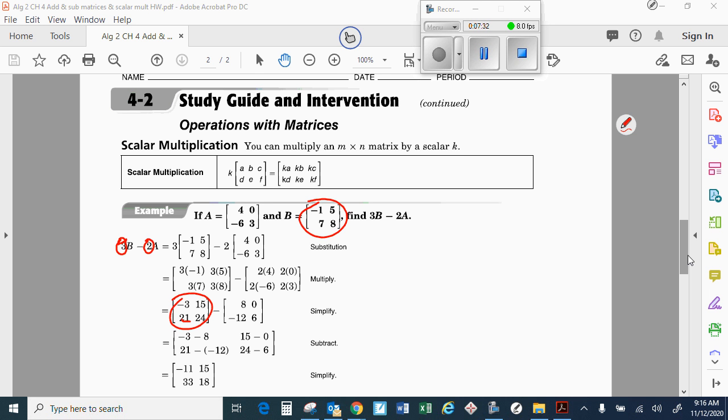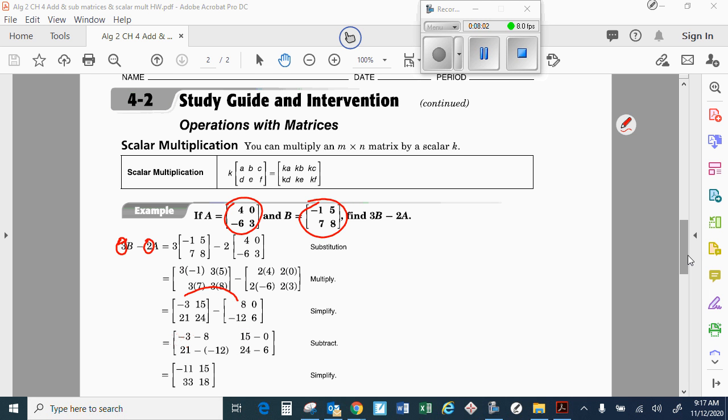You don't have to write all this out. You can skip that step and do it in your head. Right there's 3B. Minus 2 times A. Double all those: 8, 0, -12, and 6. Minus 2A. So you can fill it in like that, and write 3B minus 2A right underneath it. So you've shown me that this is your 3B and your 2A matrix. Now I just subtract the same spots together as we did before.